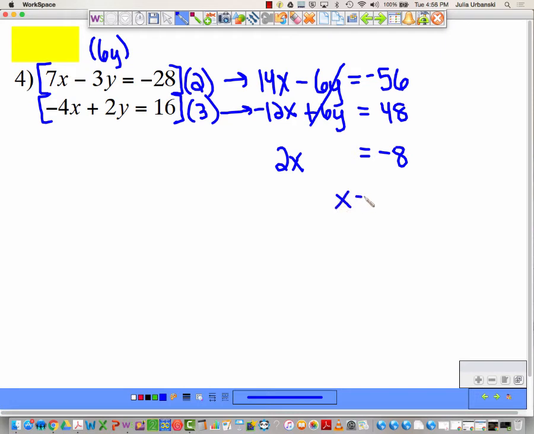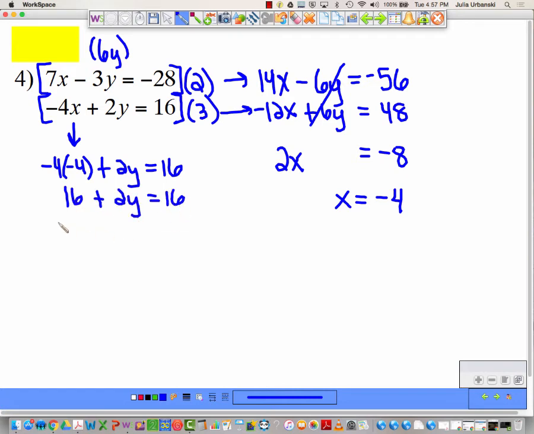That's just a coincidence that it's always coming out to be 4 or negative 4. It's not always going to work out that way. So we need to figure out our y. So let's look at the bottom one here, and let's turn x into negative 4. So it's negative 4 times x, which is really negative 4, plus 2y equals 16. That's positive 16 plus 2y equals positive 16.